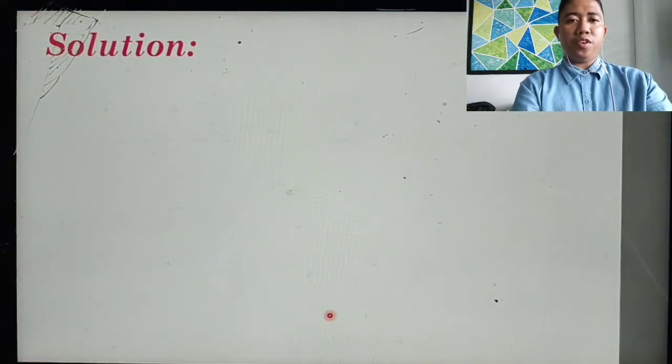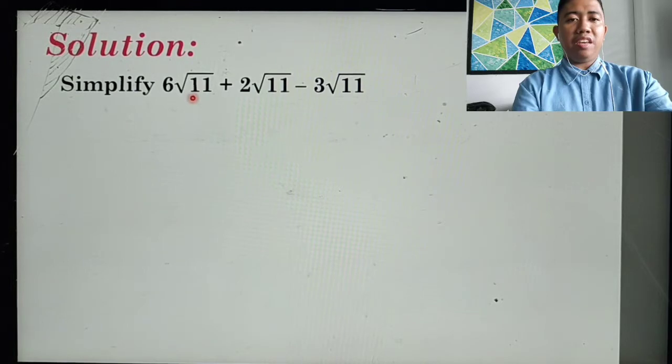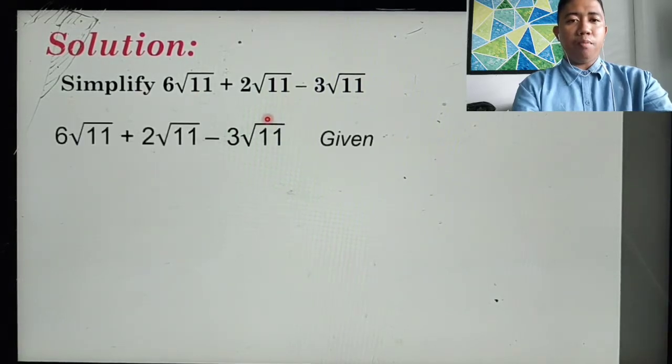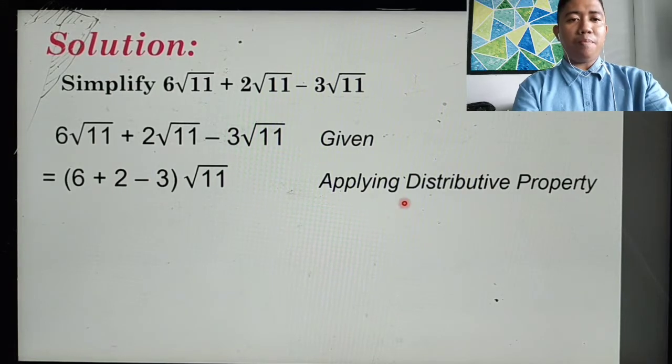First things first, you present the given radical expression. After that, you apply the distributive property. Since in every coefficient of the given radical terms, 6 times square root of 11 becomes 6, 2 times square root of 11 becomes 2, and negative 3 times square root of 11 becomes negative 3.